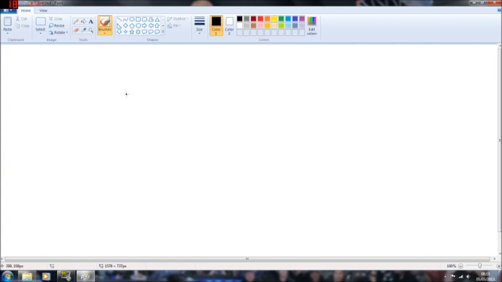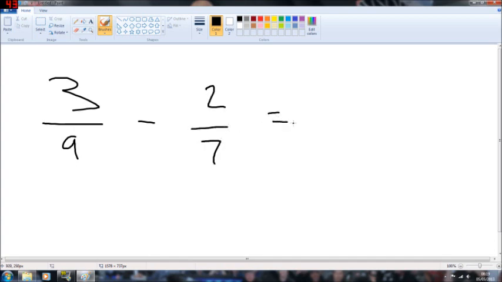Now the last one is subtraction. So say if you had 3/9 minus 2/7. And you would make the denominators the same. So you have to get the lowest common multiple of 9 and 7, which is in fact 63.